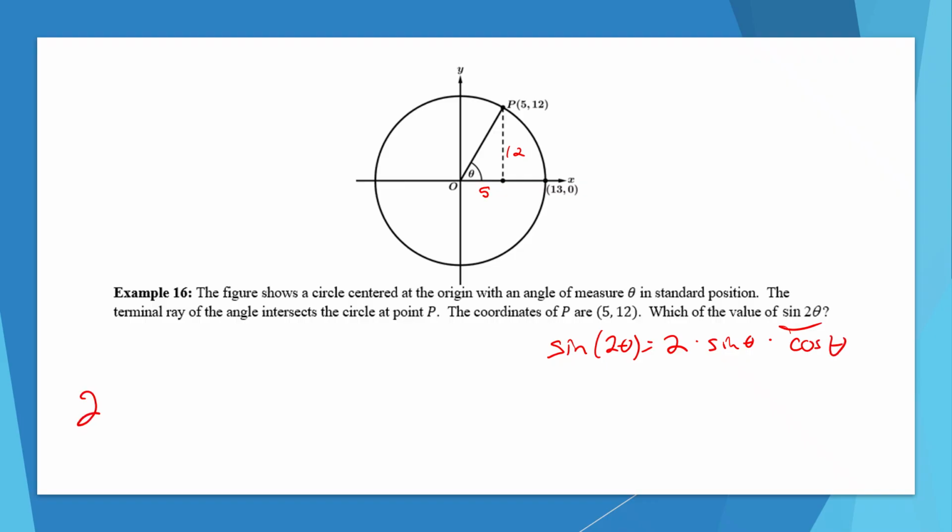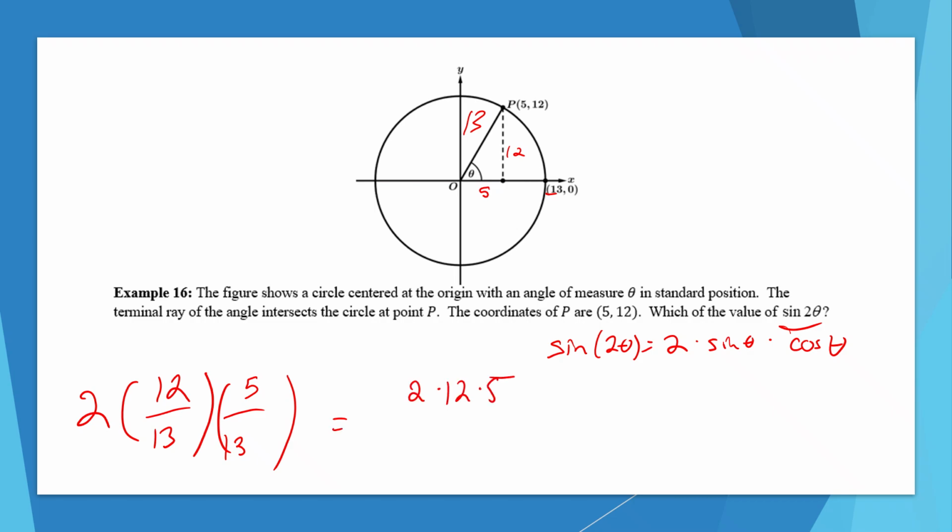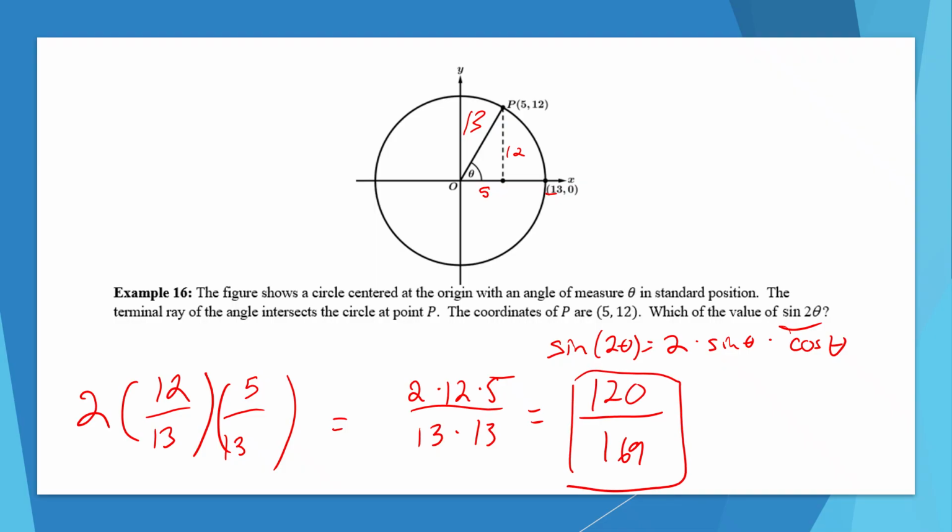So let's just plug it in. 2, and then sine of theta. 13 is our radius, and sine is opposite over hypotenuse, so 12 over 13. And then cosine is adjacent over hypotenuse, 5 over 13. So this is going to be 2 times 12 times 5 over 13 times 13. That should be 169. 2 times 5 is 10, times 12 is 120 over 169. That should just be your final answer. You can't simplify that anymore. So that is our answer for example 16.